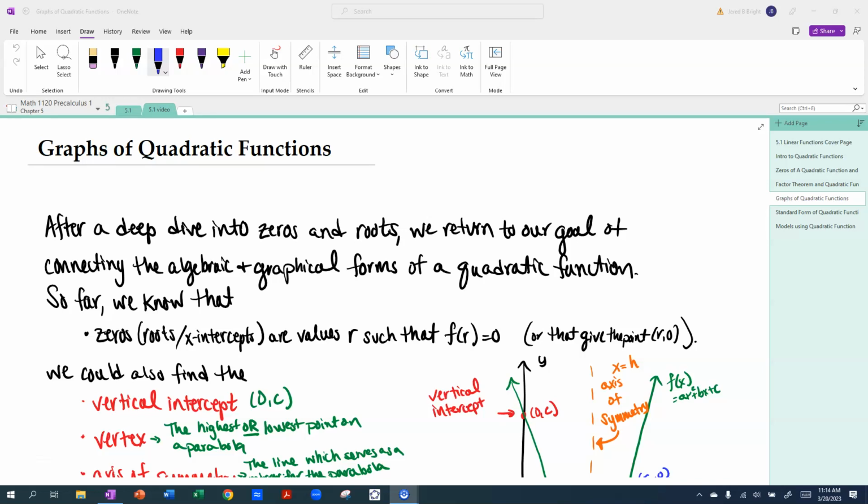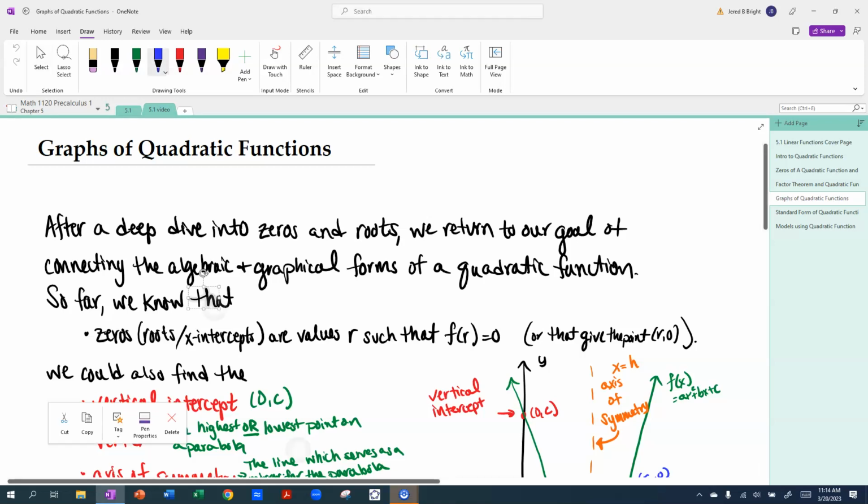All right, we went deeply into zeros and roots because they're super interesting, but now we have to zoom back out and say, okay, our goal is to connect the algebraic representation of a quadratic function to its graphical form. Now we know information about the zeros. Yay. We know that the zeros, roots, x-intercepts are just the values of r such that when we put the value of the root into the function, the output is 0.